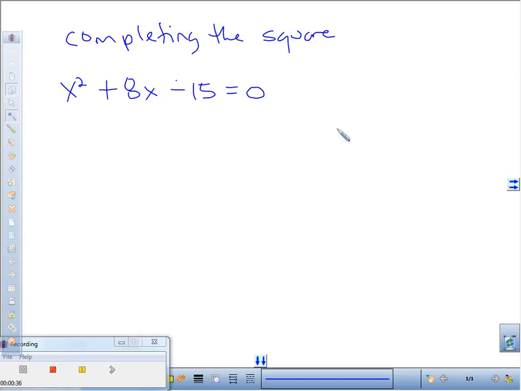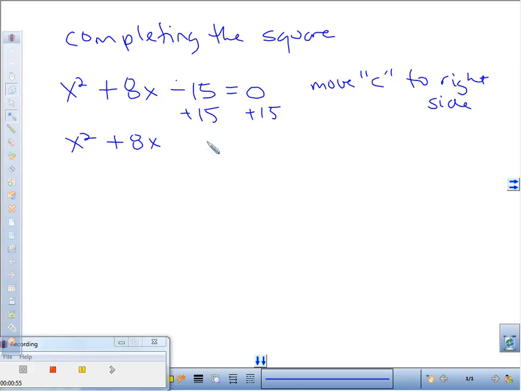What do you think, Kenzie? Yes, we got to get that thing moved. The first step was to move the C. Move C to the right side. Okay, so after you do that, now we have x squared plus 8x equals 15.